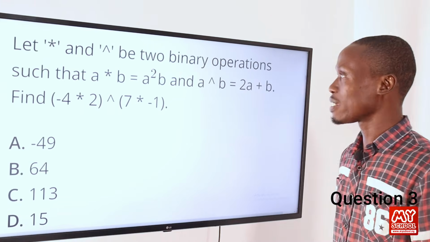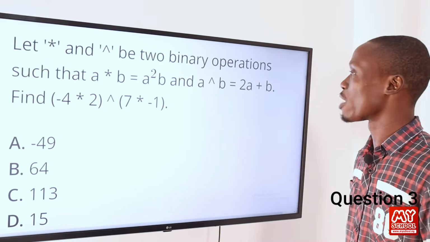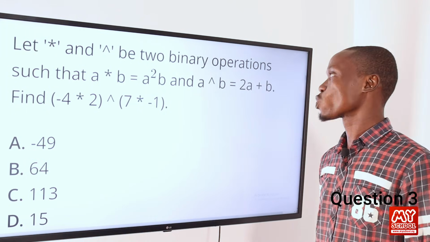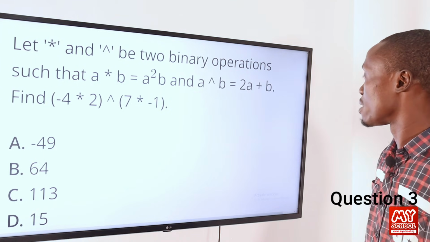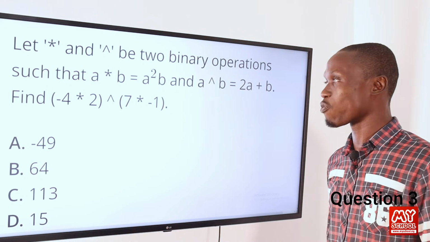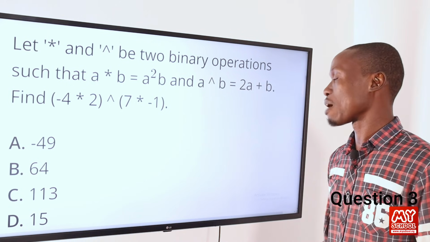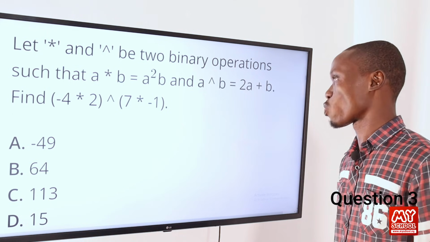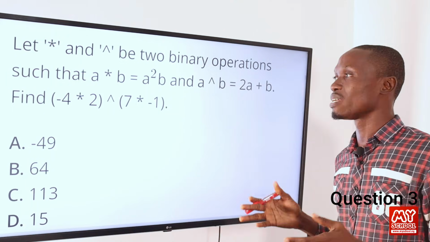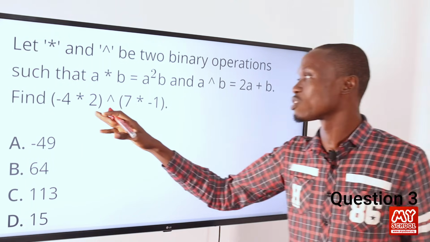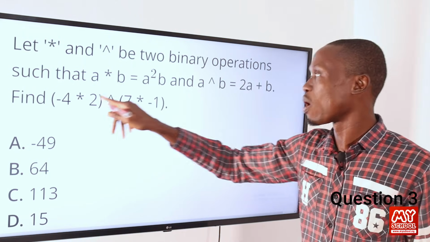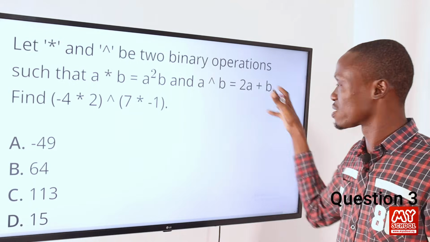Question 3. Let star and delta be 2 binary operations such that A star B is equal to A squared B and A delta B is equal to 2A plus B. Find bracket minus 4 star 2 bracket delta bracket 7 star minus 1 bracket. So to solve a problem like this, we simply apply the idea of substitution. What this is telling us is that A is equal to minus 4 and B is equal to 2. The same goes for the other side.